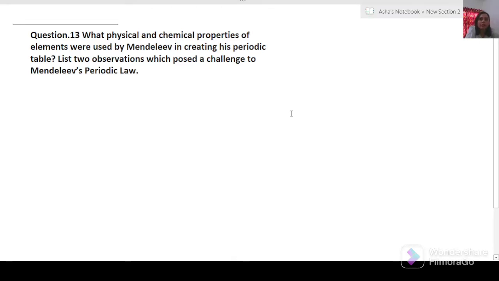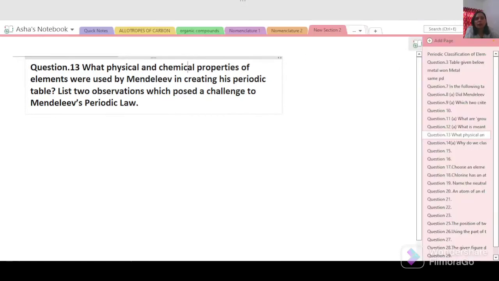And then you can discuss that the order of the increasing atomic masses cannot be maintained. You can also write about the position of hydrogen, because it was showing resemblance to both alkali as well as to the halogens. So here the physical will be the increasing order of atomic mass, and chemical will be the formulas of the oxides and the hydrides. Now let us go to the next question.